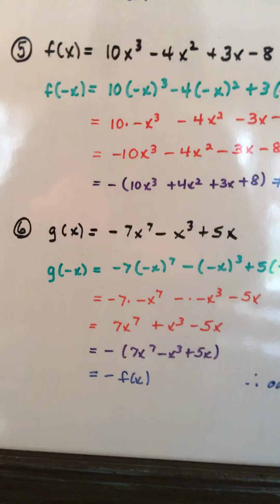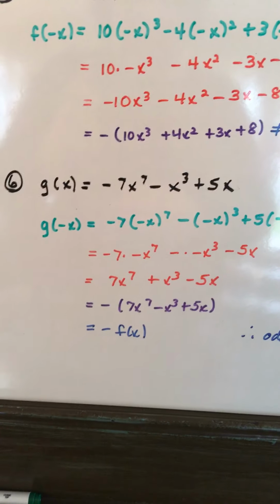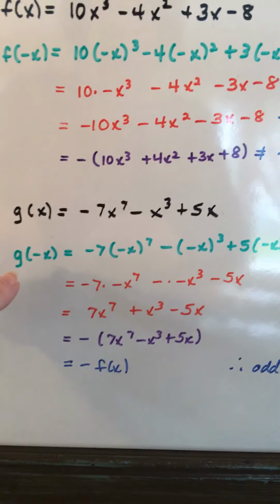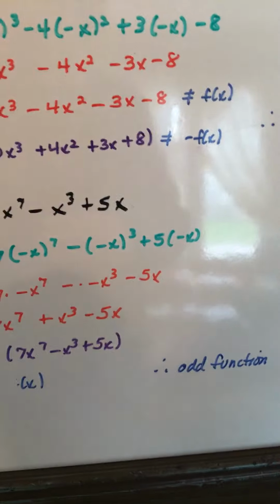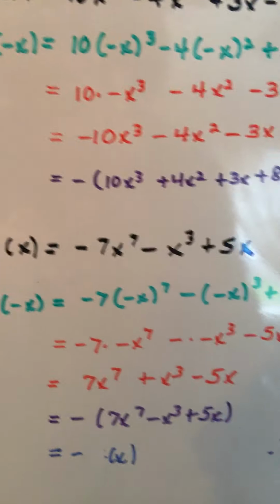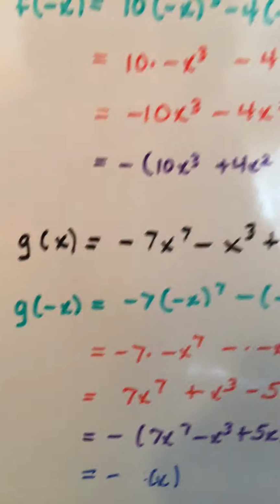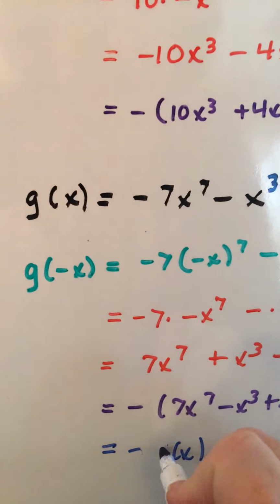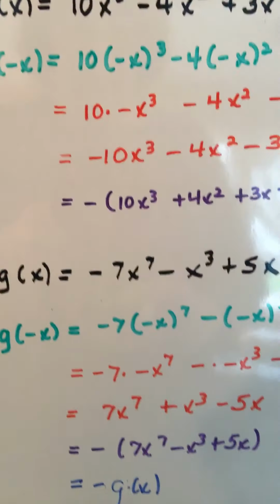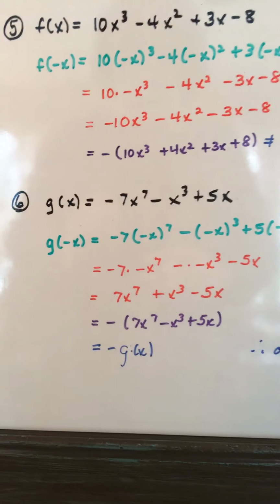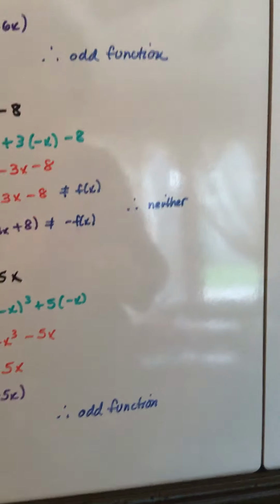So g of negative x, that's supposed to say g, folks. The teacher is having some issues. I don't know if I can get my pen open because I was trying to be careful, but I screwed up on these. So g of negative x is g of x, therefore odd.